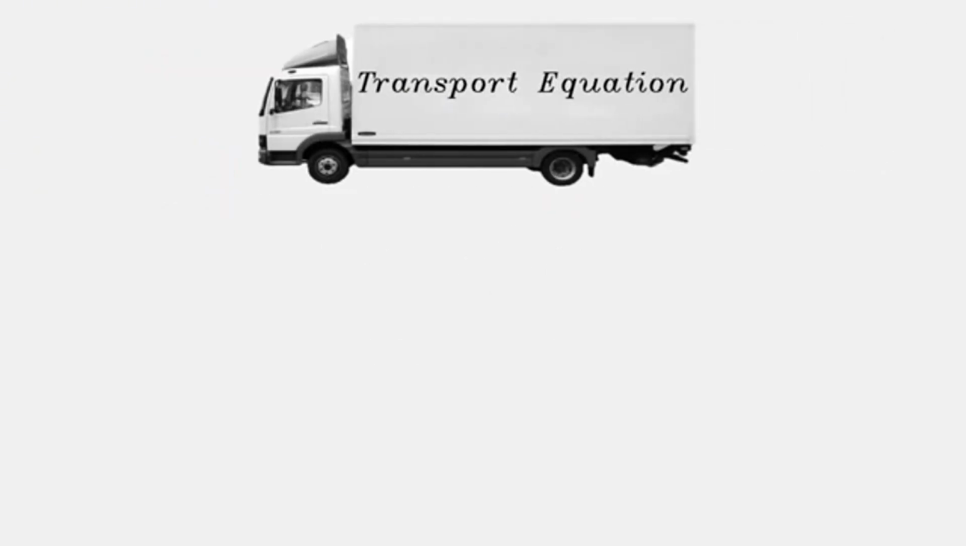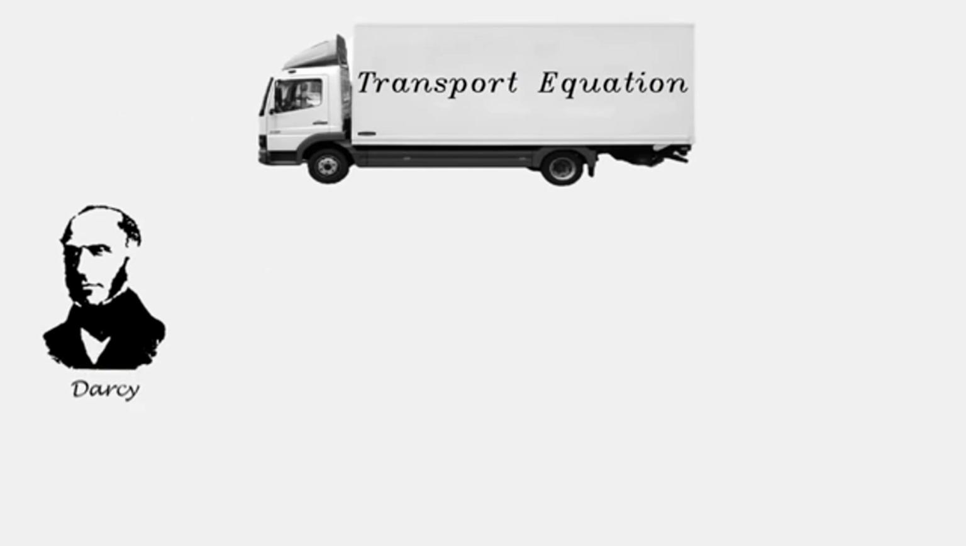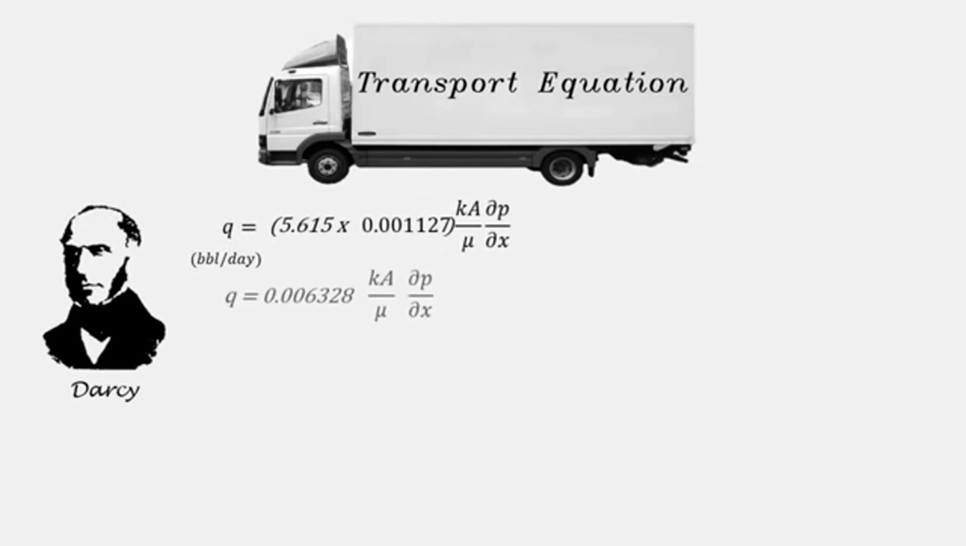This lorry here will now bring us to the transport equation, where it is driven by a man commonly known as Darcy. Darcy's law is famous among us. The reason why 5.615 is multiplied is because we want to convert it to the unit barrel per day.